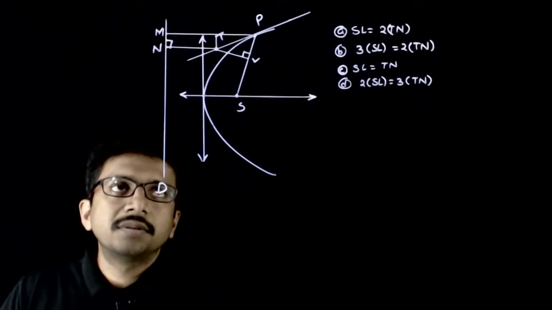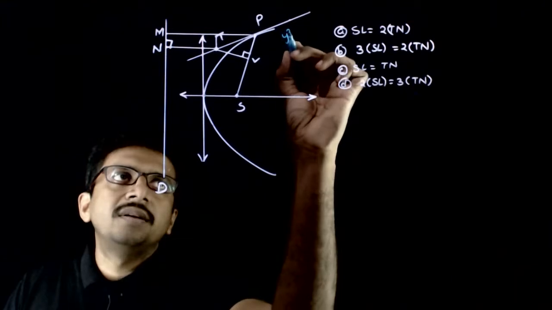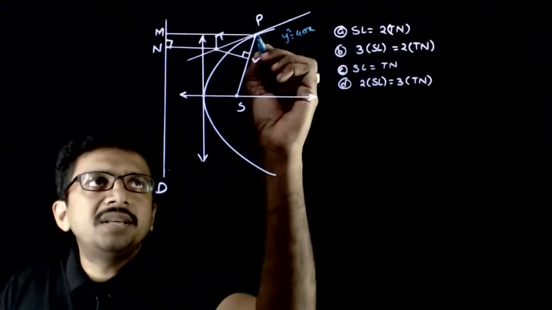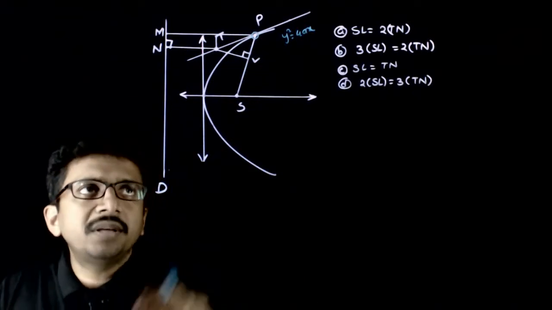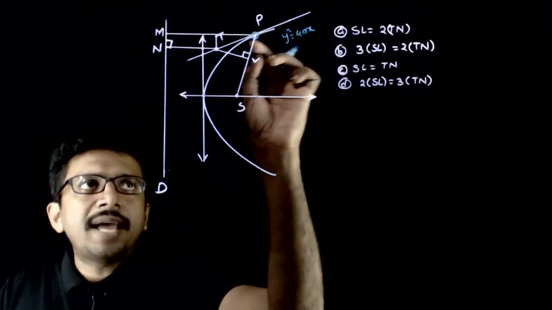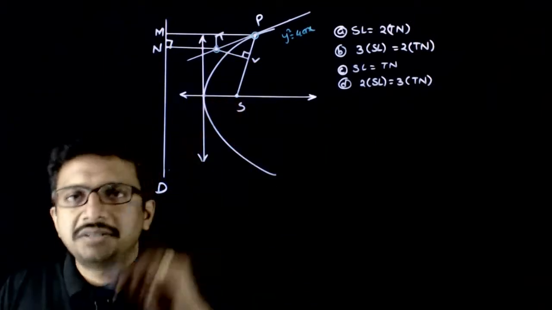So welcome students. In this question, you're given a parabola y square is equal to 4x, and P is any point on this parabola. The tangent at this point P to this parabola is drawn, and T is any point on this tangent.